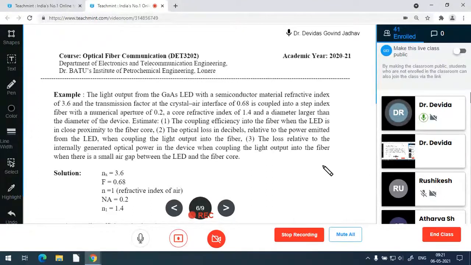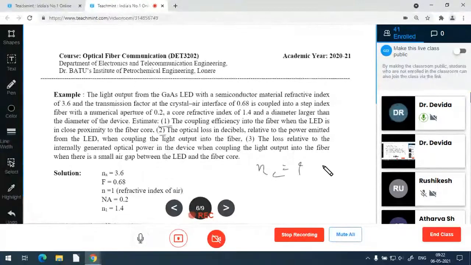Numerical aperture is 0.2. Core refractive index N1 is 1.4, and the diameter of the core is larger than the diameter of the device. So we have to consider the area of the device. These are all the given data. So what is asked to calculate? Number one, we have to calculate the coupling efficiency, eta C, coupling efficiency into the fiber where the LED is in close proximity to the fiber.